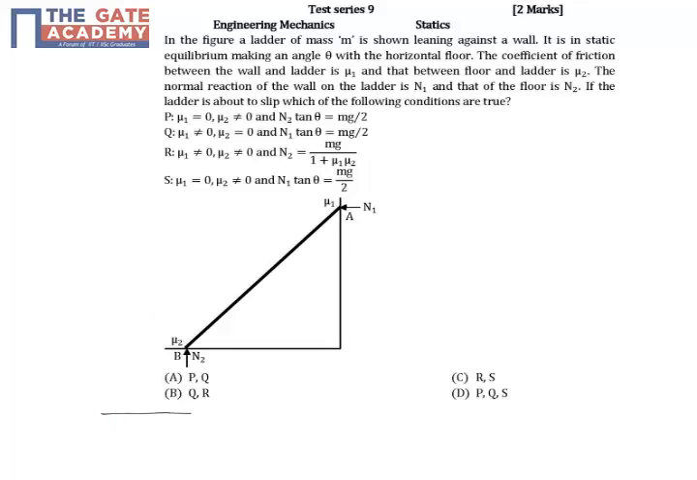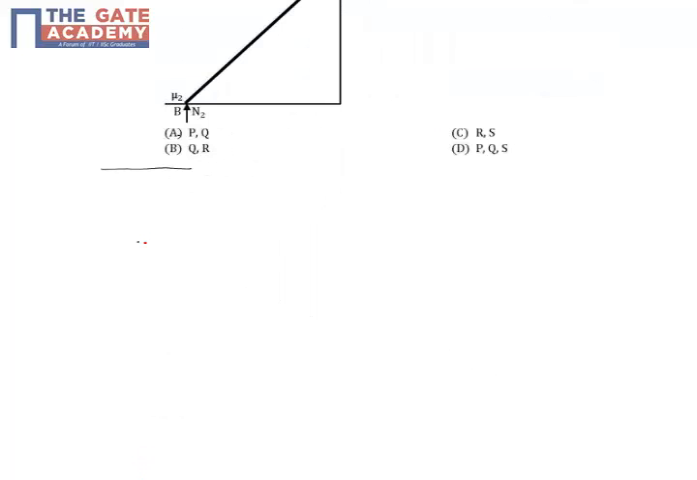Let us discuss a question from engineering mechanics. Basically we have a ladder, and some friction coefficients are given at the wall as well as at the horizontal level. We are asked to find which statement is true when it is about to slip. About to slip is treated as when it's just in equilibrium and the friction is limiting.